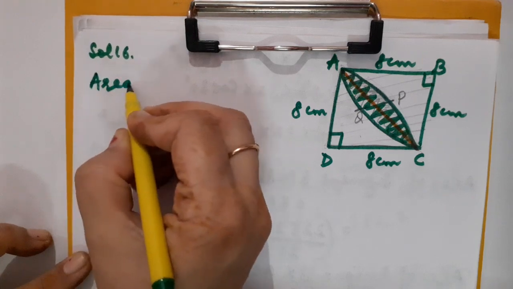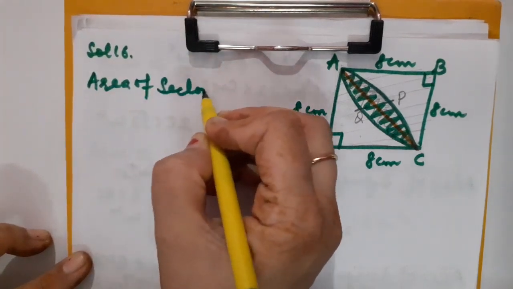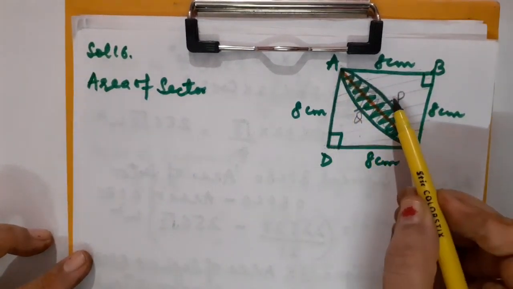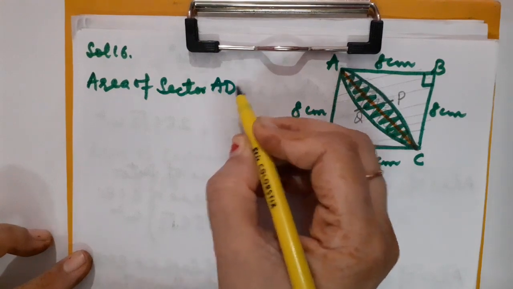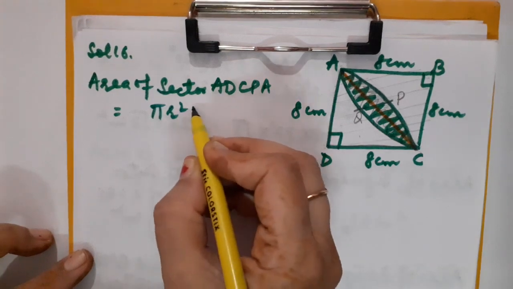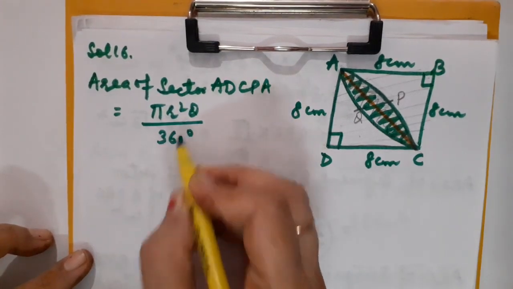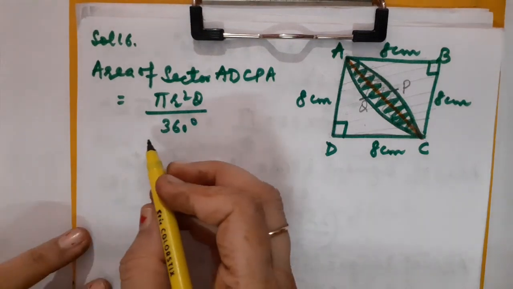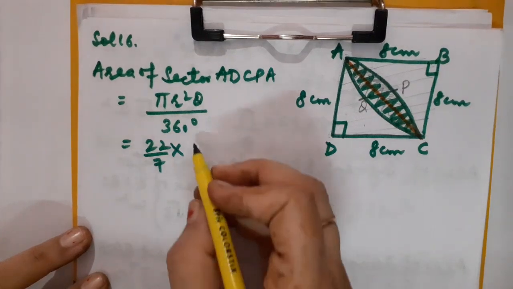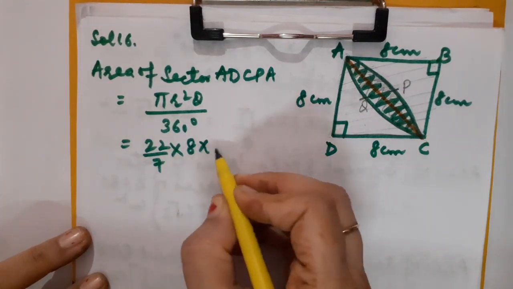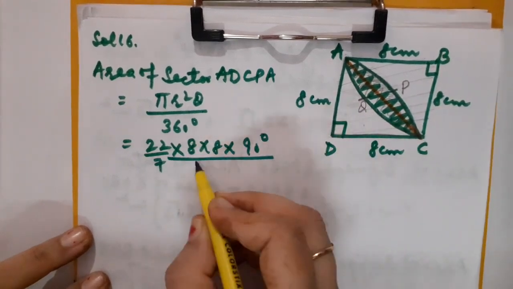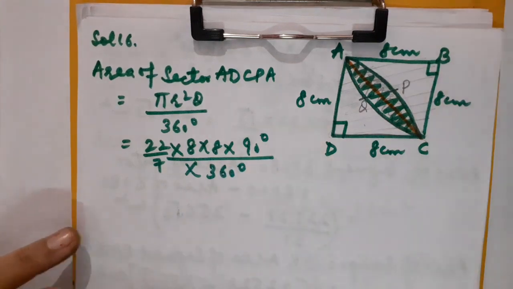So let us start calculating. First of all, I will be calculating the area of the sector. What is the name of the sector? That is ADCPA. So what is the formula? Pi r square theta upon 360 degree. Correct? So what is the value of pi? That is 22/7. Radius is given to us, that is 8 into 8 into, what is the angle formed? That is 90 degree upon 360 degree.